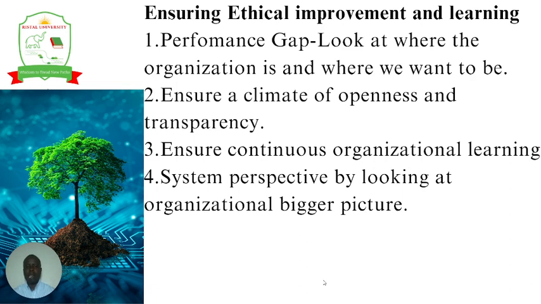Ensuring ethical improvement and learning, we have a number of things that we can do to ensure that this happens. Number one is a performance gap. Look at where the organization is and where we want to be. Number two is ensure a climate of openness and transparency. Number three is ensure continuous organizational learning. So continuous organizational learning simply means as a manager, you ensure that day in, day out, employees are learning something new that can improve their skills.